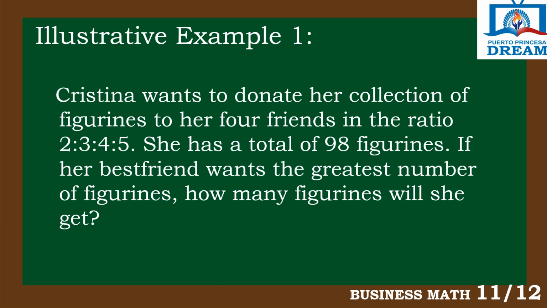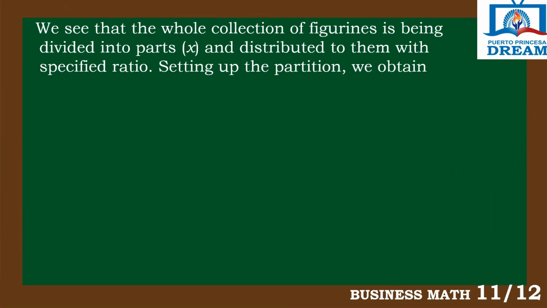Illustrative example 1. Christina wants to donate her collection of figurines to her 4 friends in the ratio 2:3:4:5. She has a total of 98 figurines. If her best friend wants the greatest number of figurines, how many figurines will she get? We see that the whole collection of figurines is being divided into parts represented by X and distributed to them with specified ratio. Setting up the partition, we obtain.